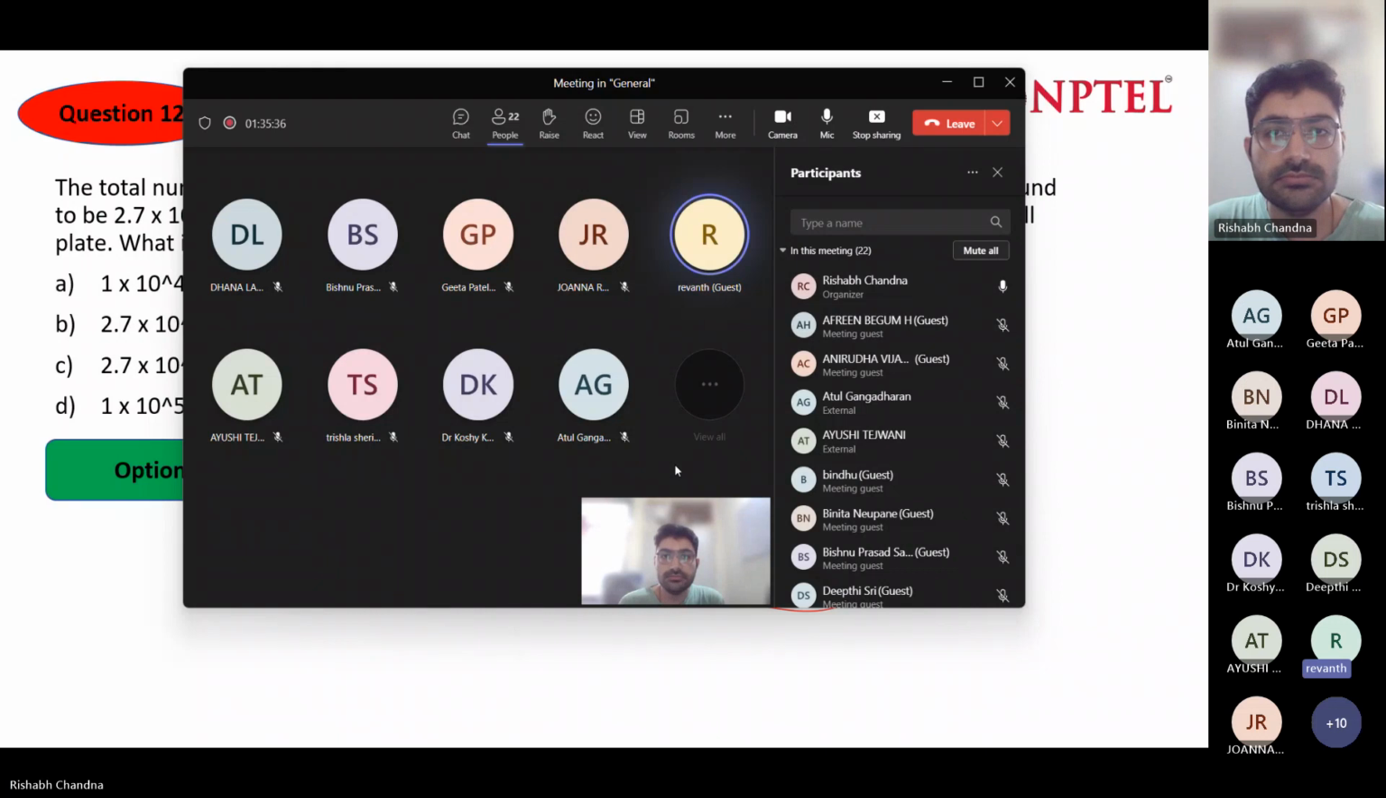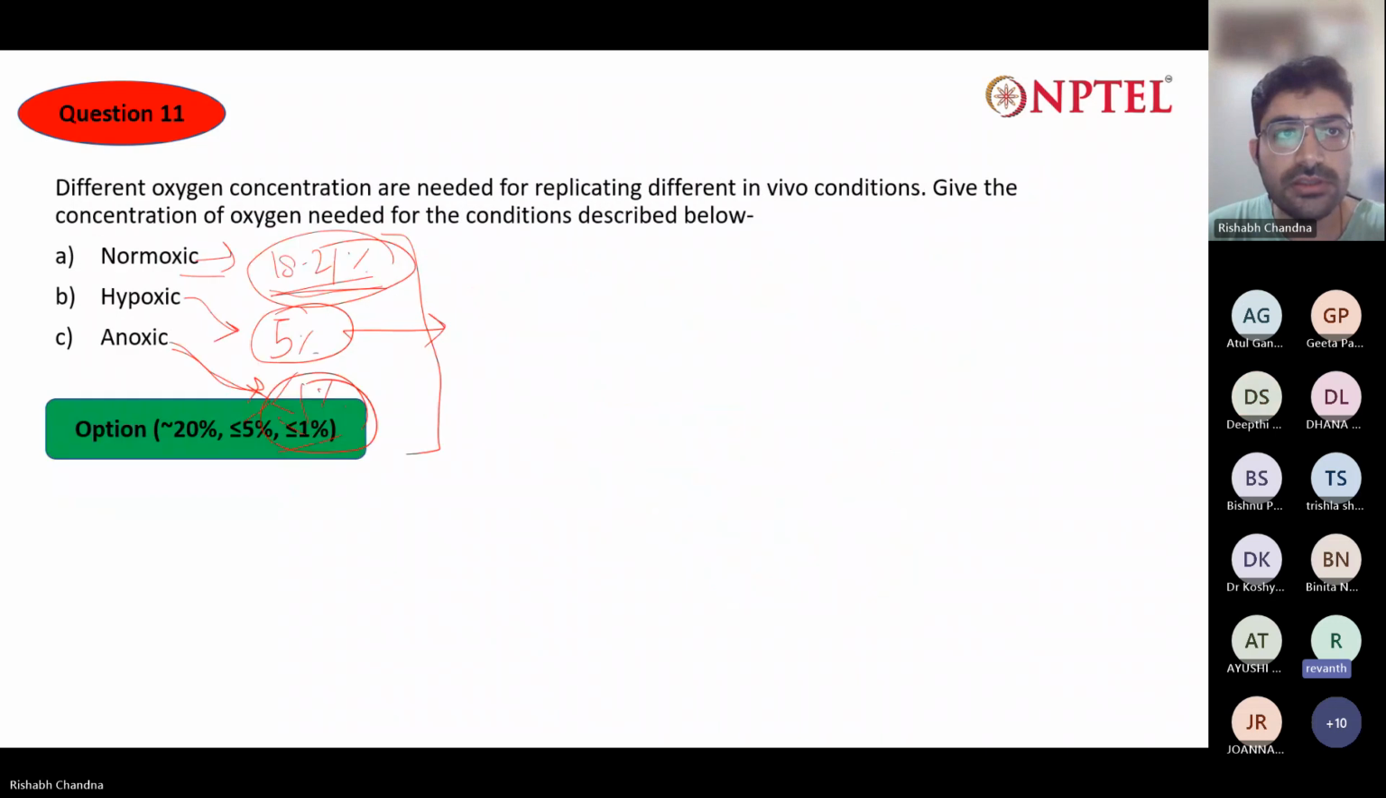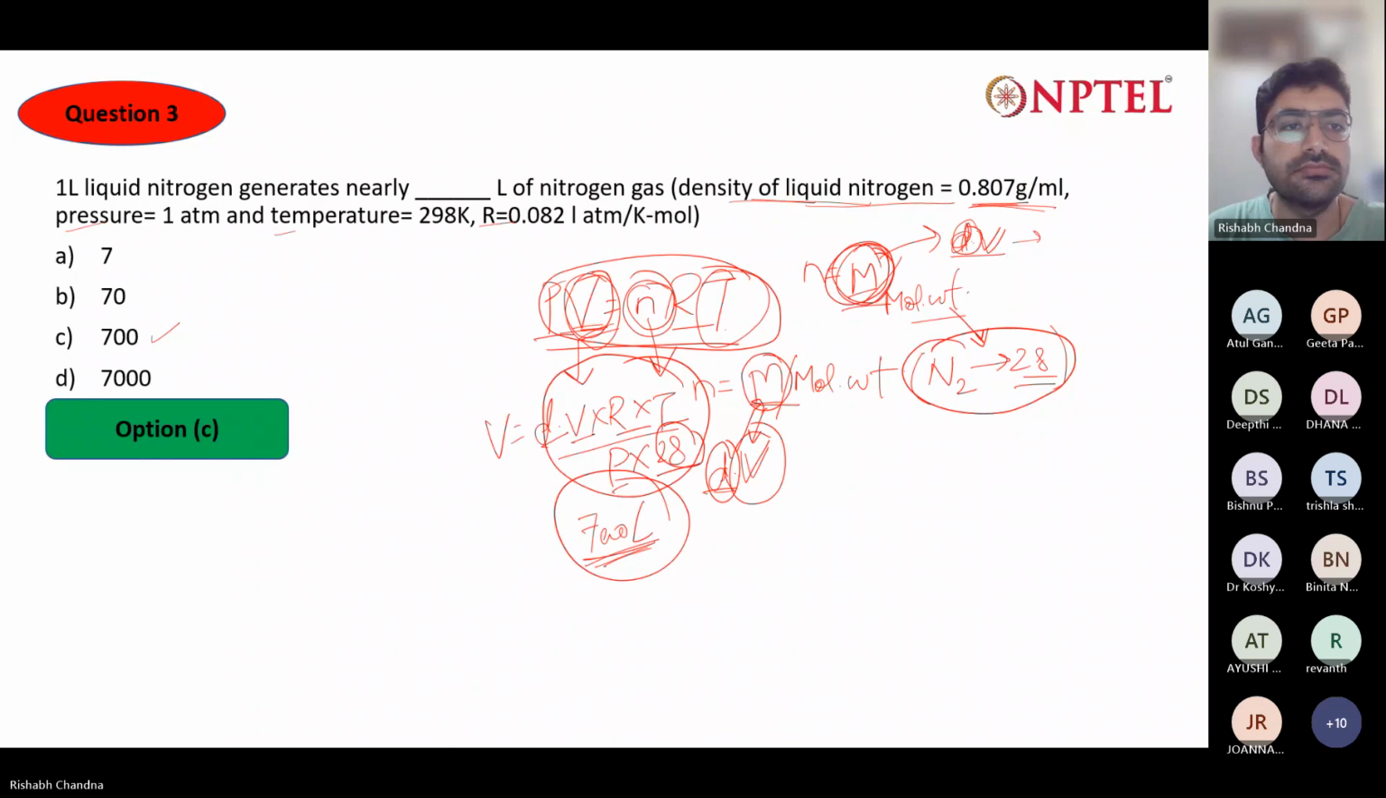Sir, could you show me the values of question number 3? Which question, number 12 or 2? Question number 3, sir. Okay. Is it visible? Yes, sir, it is visible. It is fine, sir. Thank you.